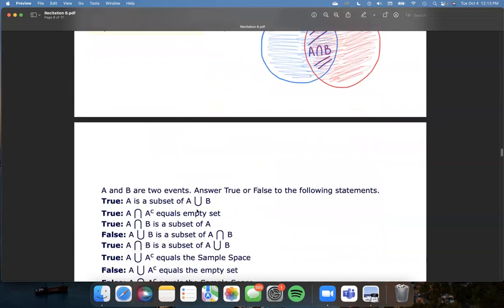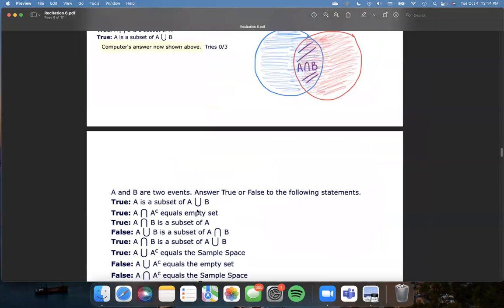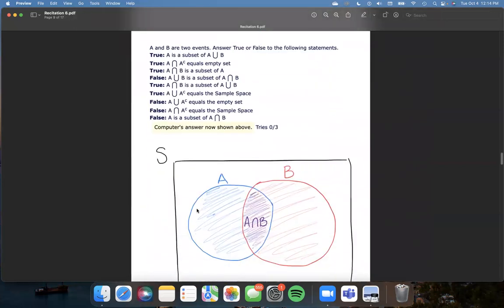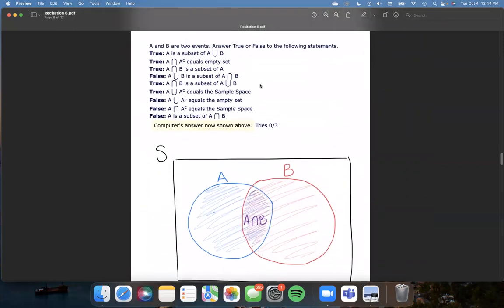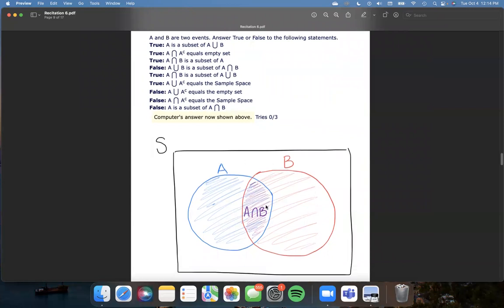Next, I'm going to zoom out so you can see my drawing at the same time. More questions that are like this. So we want to see what statements are true and what statements are false. So here, it's the same drawing as before where we have our purple area as our intersection. And here I also drew S as our whole sample space.